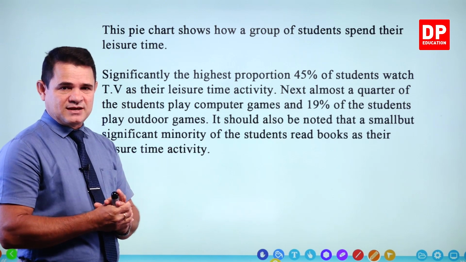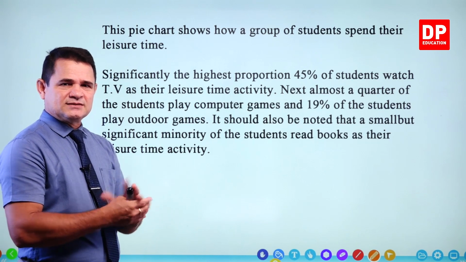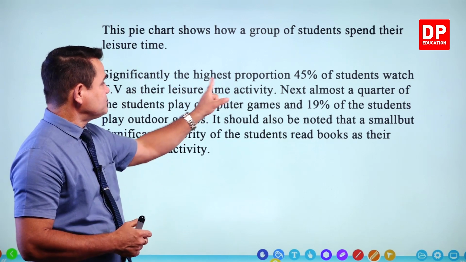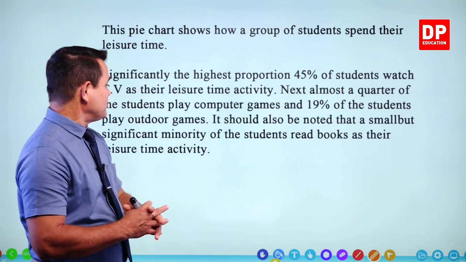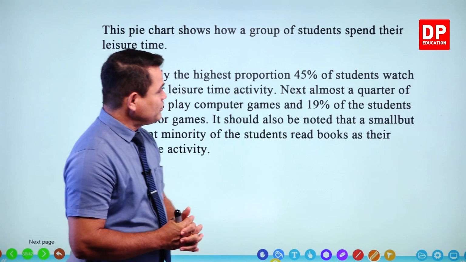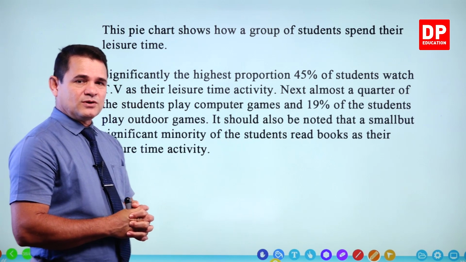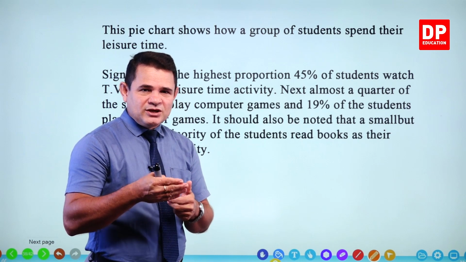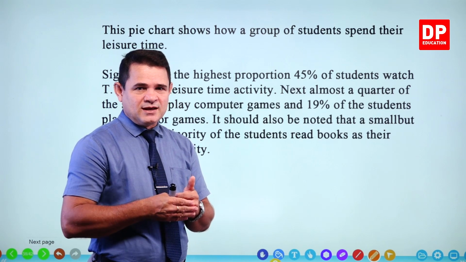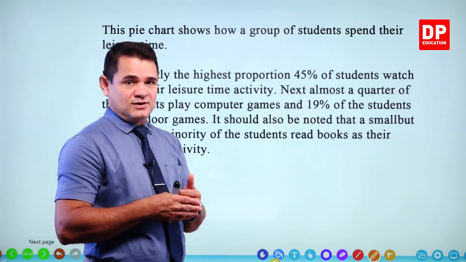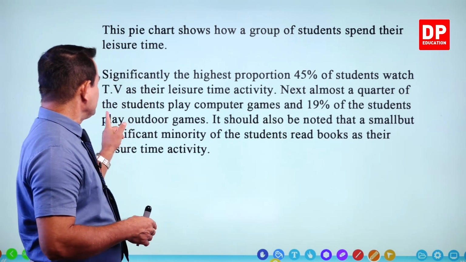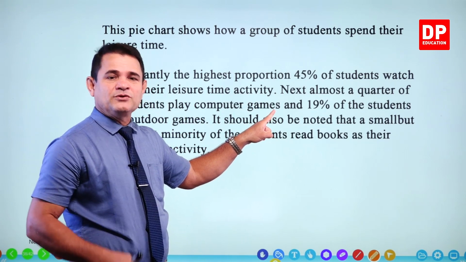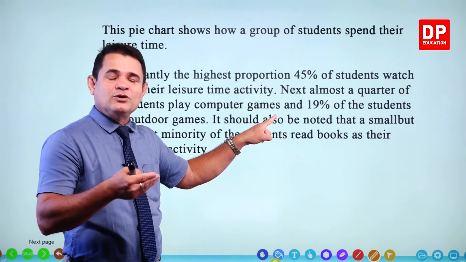TV බලනවා leisure time activity එක වශයෙන්. ඒ වගේ these are some examples that you showing how to use those things, that highest proportion, වැඩි ප්‍රමාණයක්. Next, almost a quarter. Quarter කිව්වොත් 25% නේ. ඒ කිට්ටුවටම ඇවිල්ලා 23, 4 වගේ නම් almost a quarter කියන්න පුළුවන්. Almost a quarter of the students play computer games. 24% කියන්න නැතුව almost a quarter කියනවා.